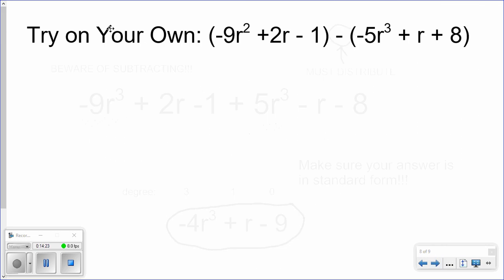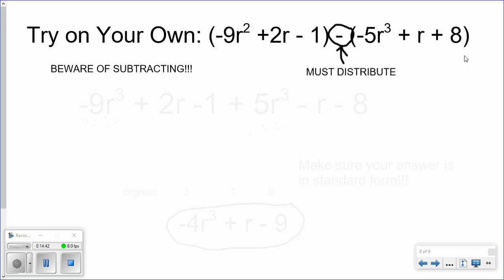Okay? Now you guys are going to try this one on your own, but here's where you have to be careful with subtraction. Okay? You have to be very, very careful. This is your first polynomial and you are subtracting the second one. You must distribute this negative to the second one. So you're going to have to multiply the negative 5r cubed by negative 1, the r by negative 1, the 8 by negative 1. Okay? Make sure you distribute, and then you go ahead and combine like you were with the adding. Okay? But you have to distribute first.